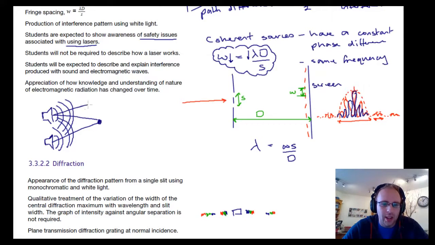If I'm going over here, then the sound from this speaker has further to go, and the sound from this speaker has less far to go. But we will get a loud point if the path difference is what? Lambda. So here we'd have a path difference of lambda if that's a loud spot.